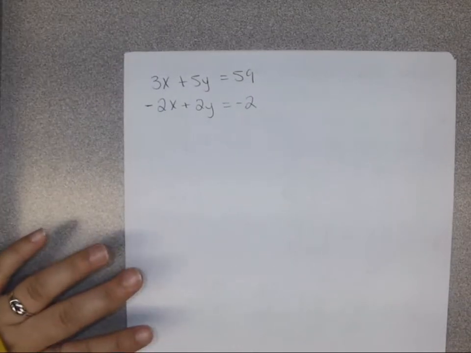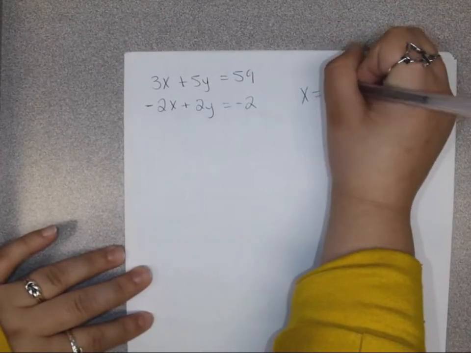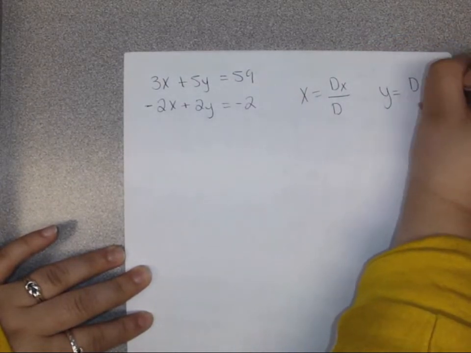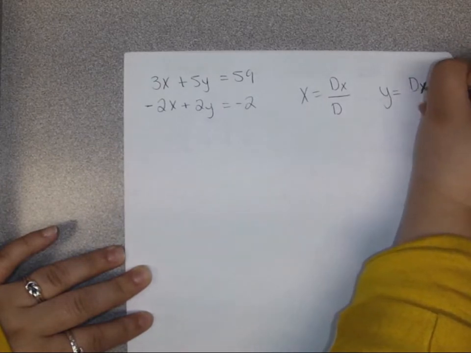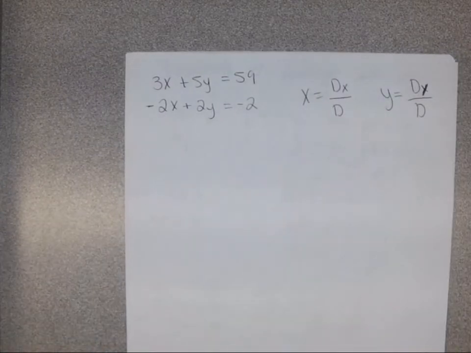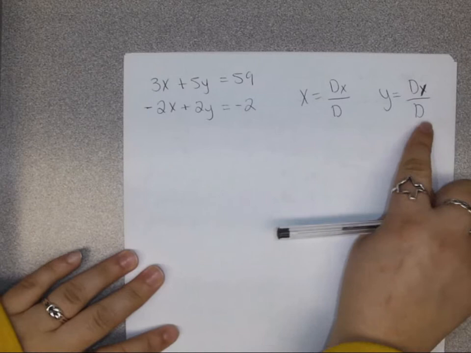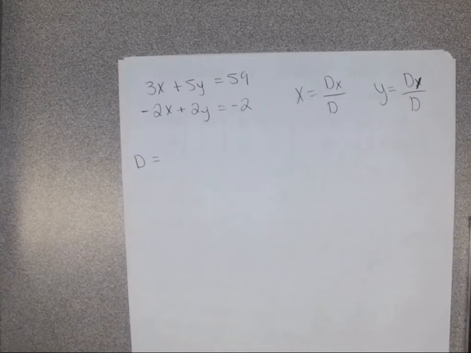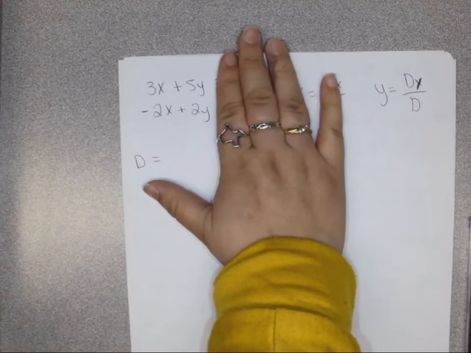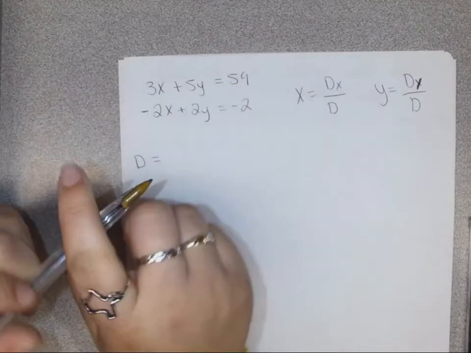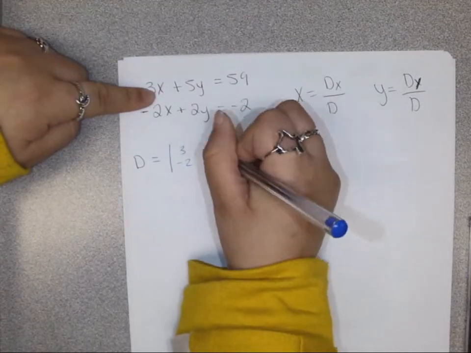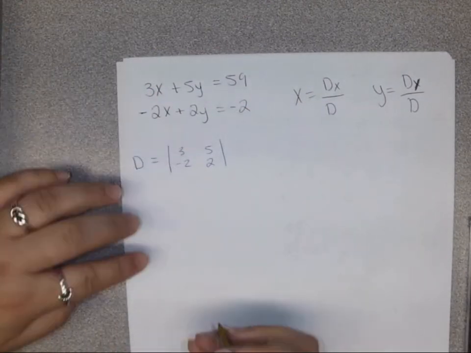So if we're applying Cramer's rule, I know x is equal to the determinant of x over the determinant of the system, and y is equal to the determinant of y over the determinant of our system. So when you're working with Cramer's rule, you're just working with a bunch of determinants. We're using the determinant of the system for both, so I'm going to start by solving the determinant of the system. The determinant of the system is the determinant of the coefficients of your x and y terms. So we are only looking at 3, negative 2, 5, and 2. So I'm looking at the x coefficients and the y coefficients.